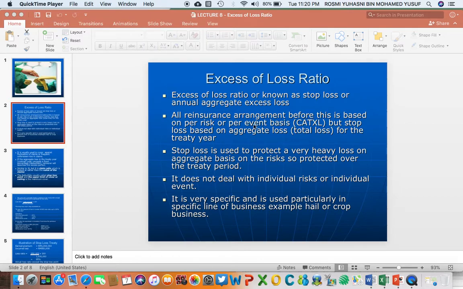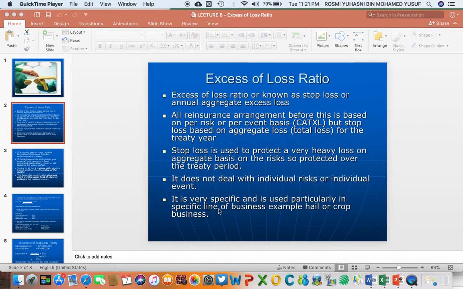All reinsurance arrangements before this are based on per risk, or working excess, or per event, or catastrophic excess of loss. But in the case of stop loss, it is not based on per risk. It has nothing to do with per event, but it is based on total loss for that particular year, or aggregate loss. And this total loss is indicated by a claim ratio. So stop loss is used to protect against a very heavy loss on an aggregate basis on the risk protected over that one year treaty period. So it has nothing to do with individual risk or individual event.